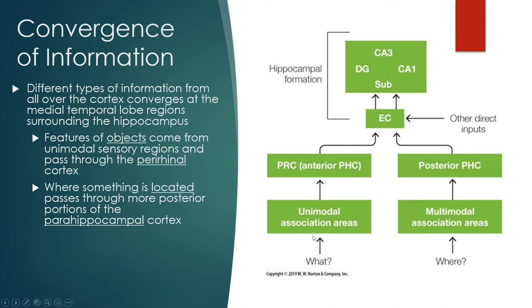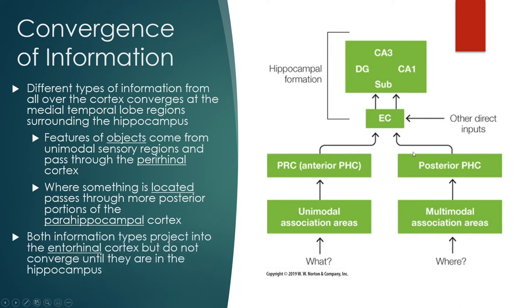And so you have what stuff coming in through perirhinal, and where stuff coming in through parahippocampal cortex. Then information from both of these ends up in the entorhinal cortex. So you have information about what an object is and where it is, both entering the entorhinal cortex, but you have to keep in mind the entorhinal cortex is kind of the gateway, so this is still keeping all of this information segregated. It's not until you get into the hippocampus that all of this stuff is bound together. So this is the convergence of information. You have all of this different parallel processing happening, but all of it comes to a head and ends up in the hippocampus.